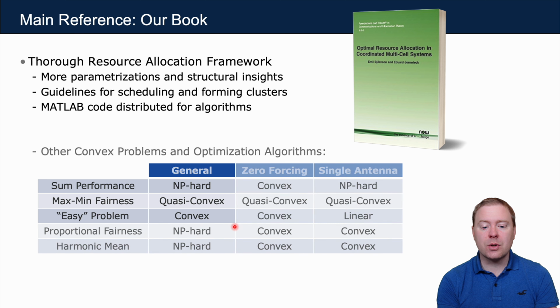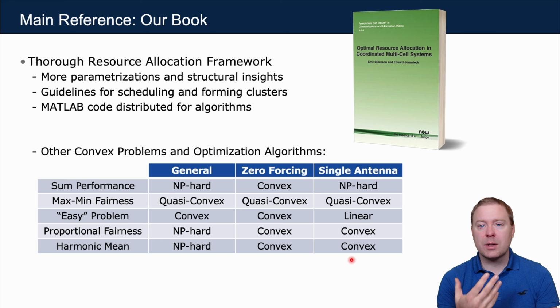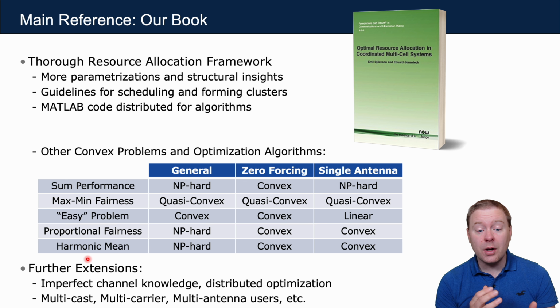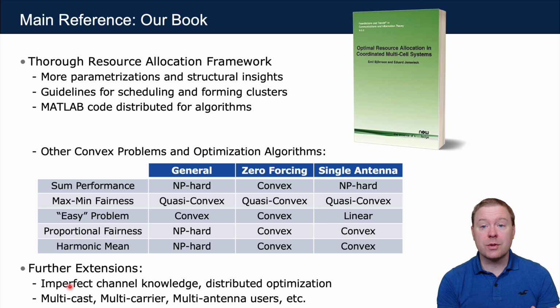In the book, we're also considering a larger set of problems with some other metrics and also conditions such as using zero forcing and single antenna transmitters, where we can change a little bit what problems are solvable easily or not. Finally, we have some further extensions in the book to imperfect channel knowledge, to distributed implementation of our optimization algorithms. We consider multicasting, multi-carrier transmission, and multi-antenna users as well. So there is a gold mine of things to learn by downloading our book and reading it.